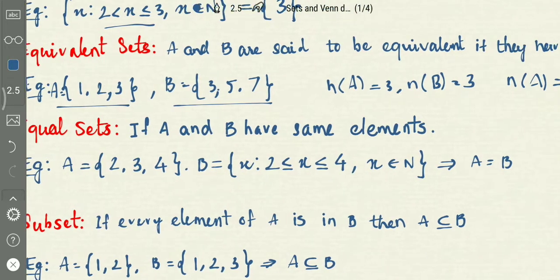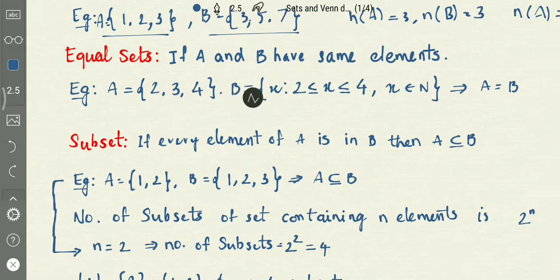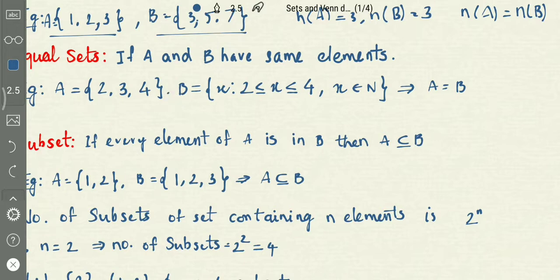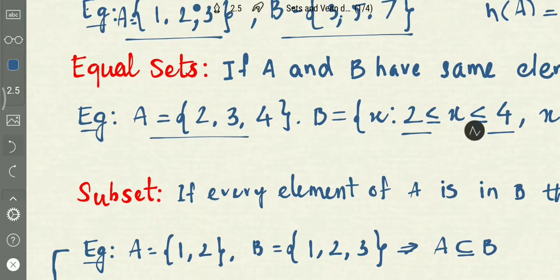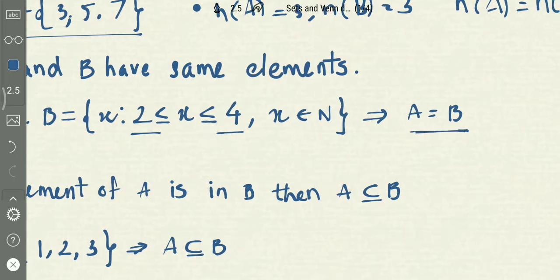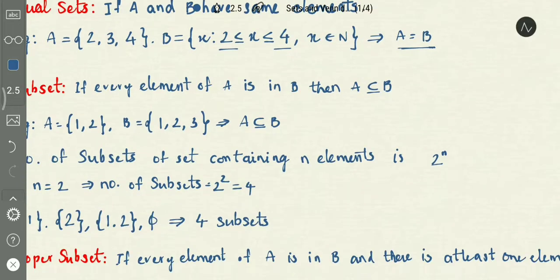Then what are equal sets? If A and B have the same elements, then A and B are said to be equal sets. For example, A is a set having elements 2, 3, 4, and B is a set. This is represented in roster form and this is represented in set builder form. So if you see here, B is a set having natural numbers from 2 to 4 including 2 and 4. So what are the natural numbers including 2 and 4? Between 2 and 4, 2, 3, 4 are the elements. So this and this are equal. If A is equal to B, then A and B are said to be equal sets. If n of A is equal to n of B, then they are said to be equivalent sets.